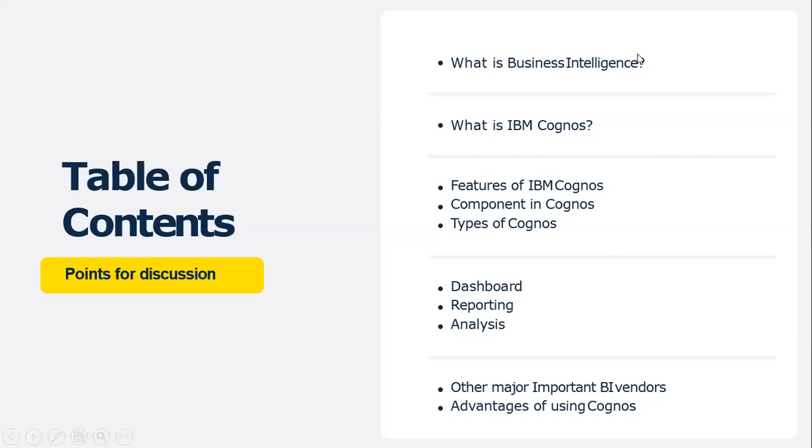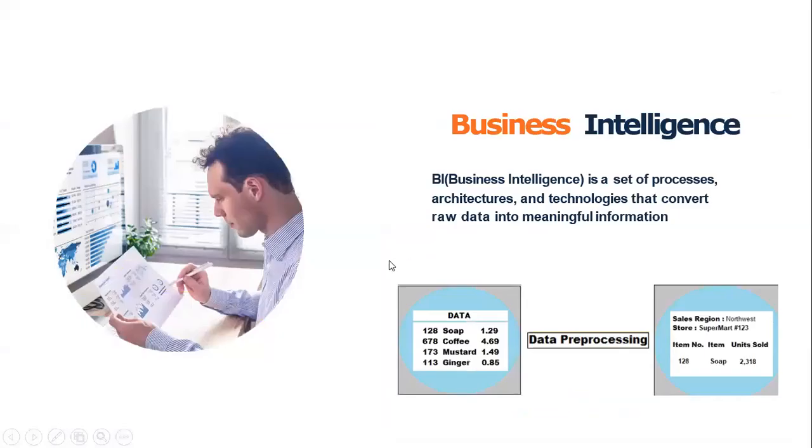In IBM Cognos, if you look into the components, we have a lot of components and different types of Cognos. What we can do in IBM Cognos is create dashboards, create reports, and do some analysis. Business intelligence, am I clear with this? I already explained about business intelligence, so I don't need to go over it once again. Basically, IBM Cognos is a web-based tool. The only thing you need is a browser. If you have internet and a browser, then it is fine.